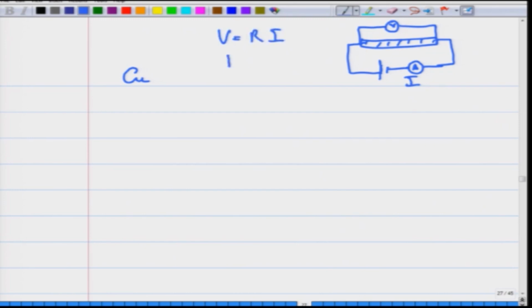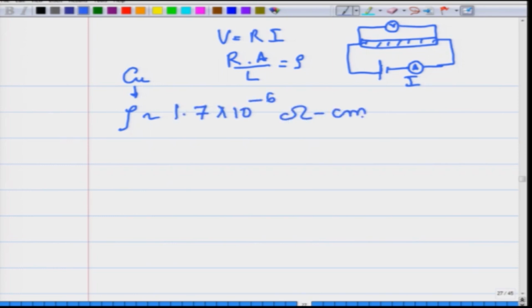You will get the resistance, and from the resistance into A divided by L, where A is the area of cross section of this wire and L is the length, you will get your resistivity rho. In that way, if you do the experiment very carefully, you will get a fairly good estimate of your rho. For copper the resistivity at room temperature is known to be about 10 raised to minus 6 ohm centimeter. It is typically in the range 1.5 to 1.7 for a very clean piece of copper.